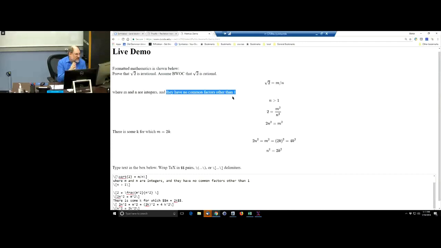So we have a contradiction, which means that our initial assumption that we can write the square root of 2 in that form, m over n, cannot be supported. We have to assume that that is false, and therefore the square root of 2 cannot be written as a rational number.